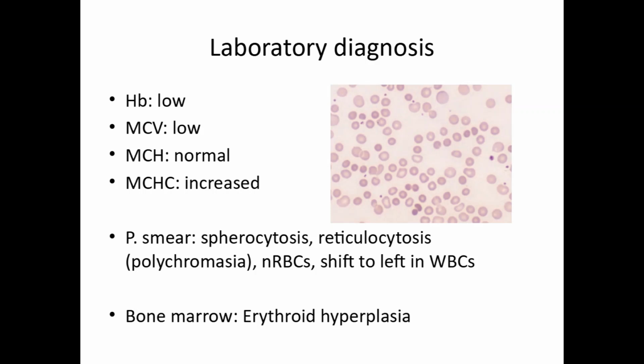Since it is an anemia, the level of hemoglobin will be less. So hemoglobin is low. The size of the RBC has reduced here. That is why the volume also has reduced, leading to low MCV. Mean corpuscular hemoglobin is normal and mean corpuscular hemoglobin concentration is increased. On the peripheral smear, when you look under the microscope, there will be numerous spherocytes.